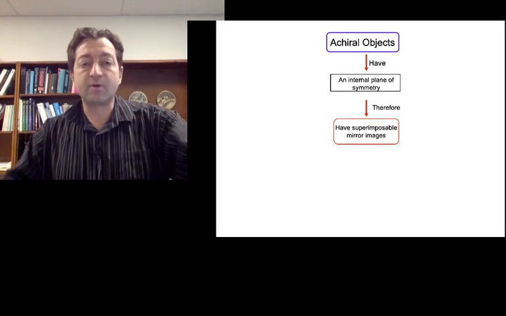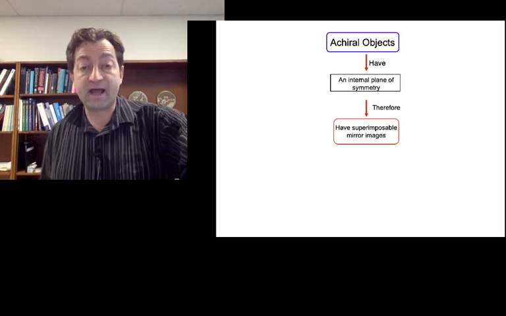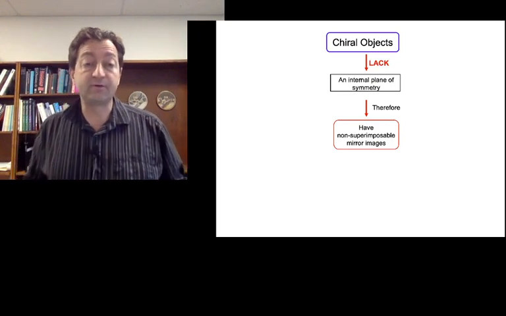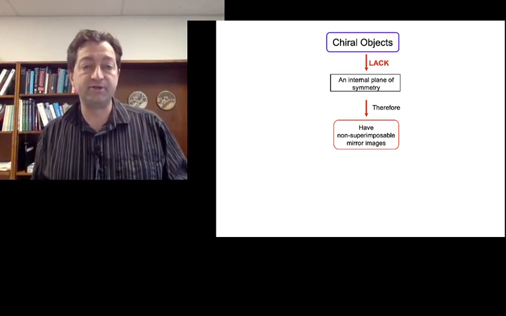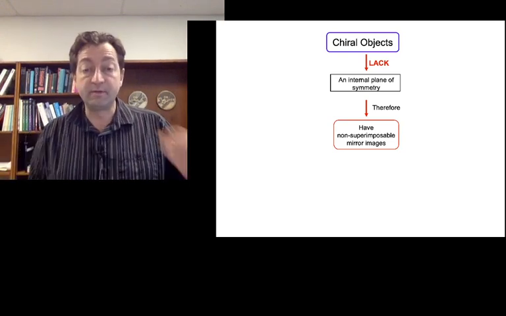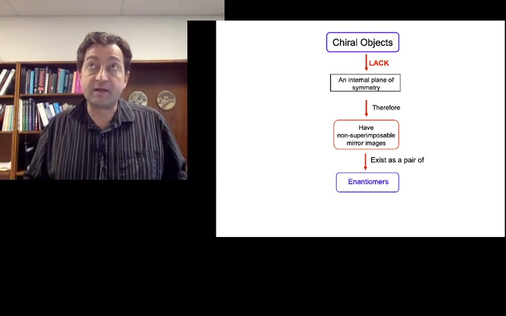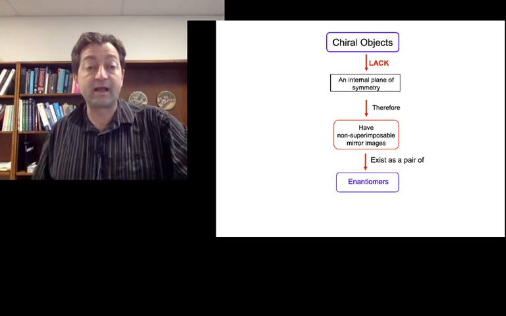We want to distinguish those from what we call chiral objects. These are objects that lack an internal plane of symmetry, and they have non-superimposable mirror images. Those objects that have non-superimposable mirror images exist as a pair of enantiomers. Now this is a concept that applies to any kind of object, not just organic molecules.